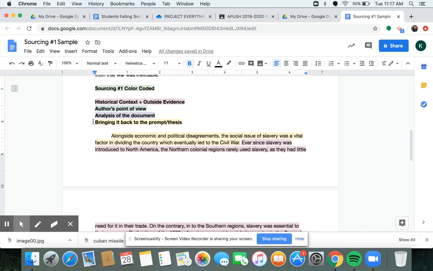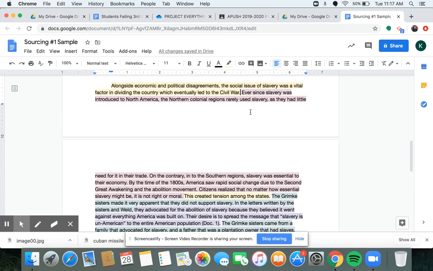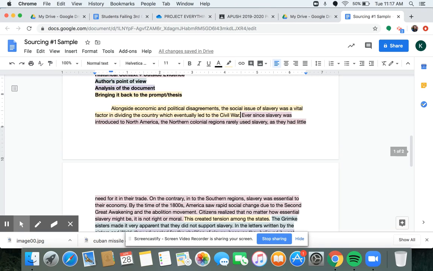Many of you did a great job at making a topic sentence that went back to the prompt and the thesis, your first sentence. A lot of you did great on that. I was very impressed. That's the basics of writing, but you got it. This pinkish color is historical context. That is huge for sourcing. That is huge for the DBQ. You have to do this stuff anyways, but for sourcing, you desperately need to do it.